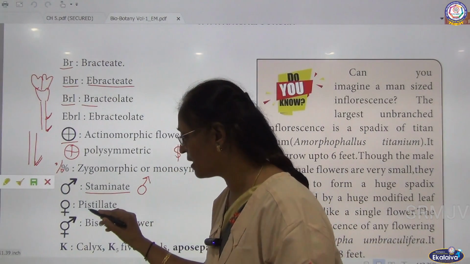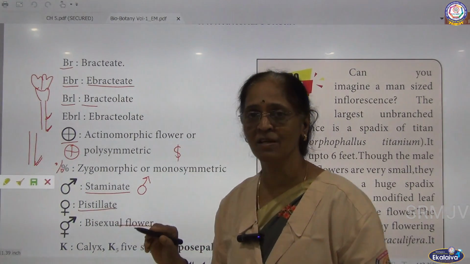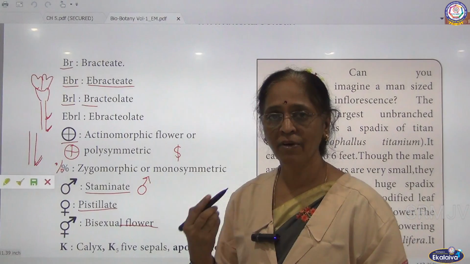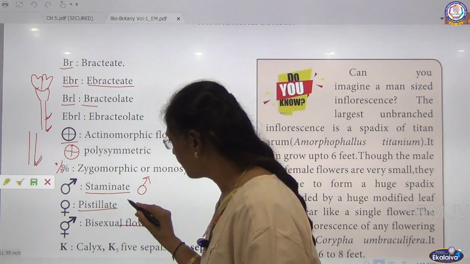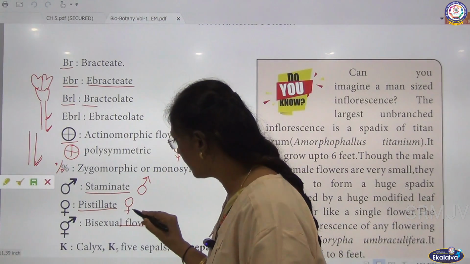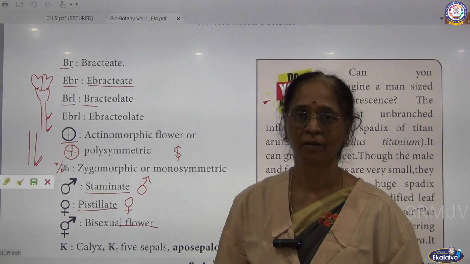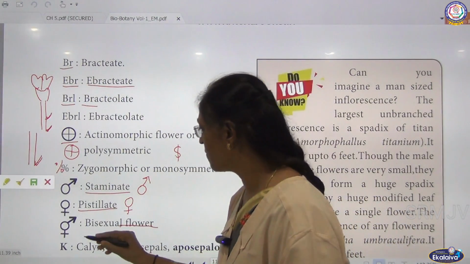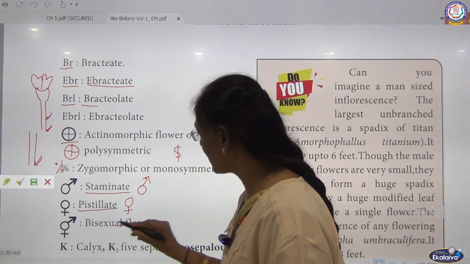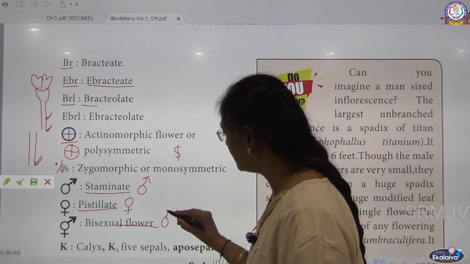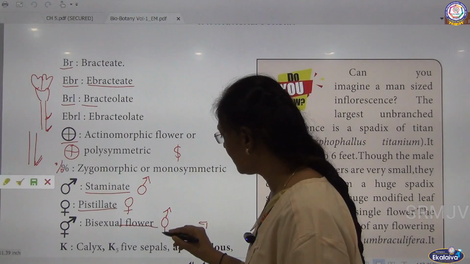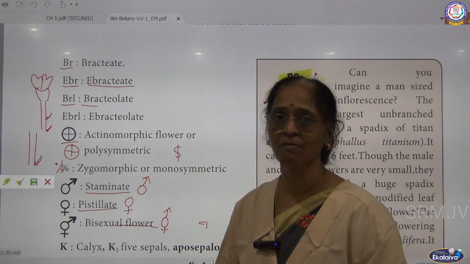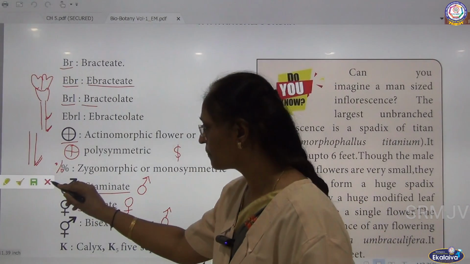If it is pistillate, we know what pistillate is. Pistil is the female part of the flower, or we call it a carpel. If it is pistillate, you will find this, a pistillate flower. And sometimes the flower may be bisexual. In that case, you will find both a circle, a staminate and a pistillate symbol together. This is what we call a bisexual flower.